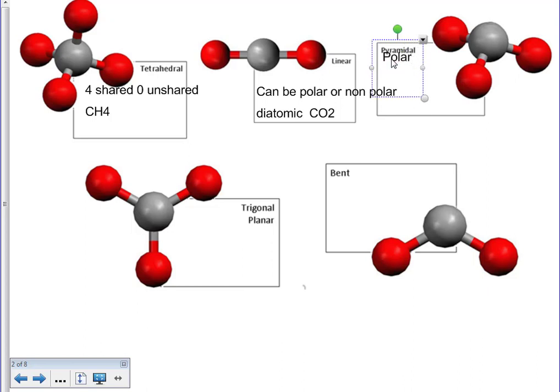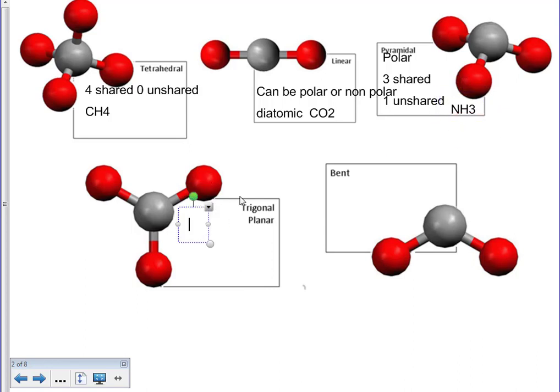When we're looking at pyramidal molecules, we know pyramidal are always polar. The reason behind that is that we have 3 shared pairs of electrons, but we have that 1 unshared pair of electrons, thus causing our substituents to all be different. And since they are all different, we know that it's always going to be polar. The most common example for that is NH3.